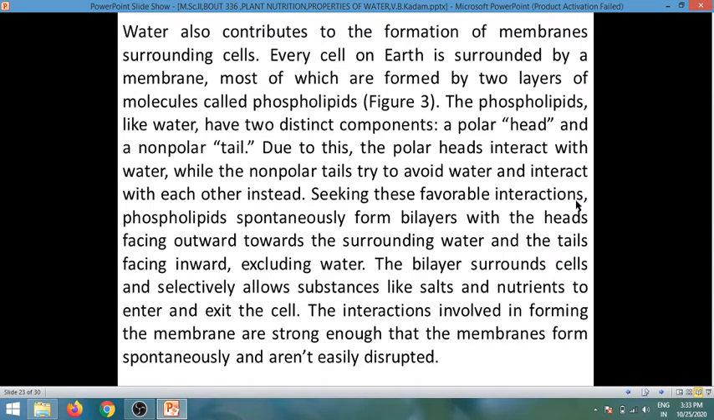Seeking these favorable interactions, phospholipids spontaneously form bilayers with the heads facing outwards towards the surrounding water and the tails facing inward, excluding water. The bilayer surrounds cells and selectively allows substances like salts and nutrients to enter and exit the cell. The interactions involved in forming the membrane are strong enough that the membranes form spontaneously and aren't easily disrupted.